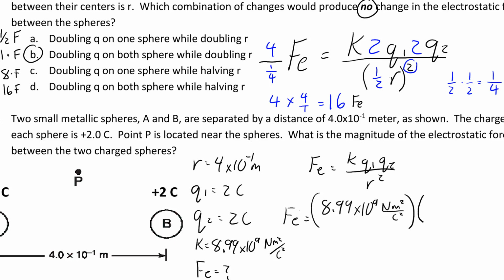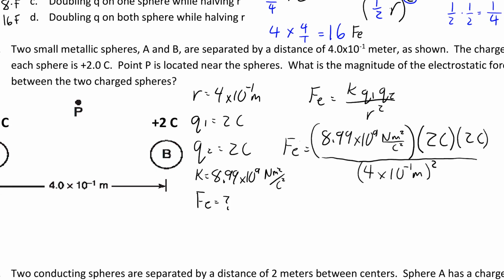All right, so this is 2 coulombs. This is 2 coulombs. And now we have the radius, the distance between them, which is 4 times 10 to the negative 1 meters, squared. I wrote the units in here on purpose so you could see something. We want to get a force, right? So our force is going to be in terms of newtons. So we better get an answer in terms of newtons. And there it is. There's the newton.